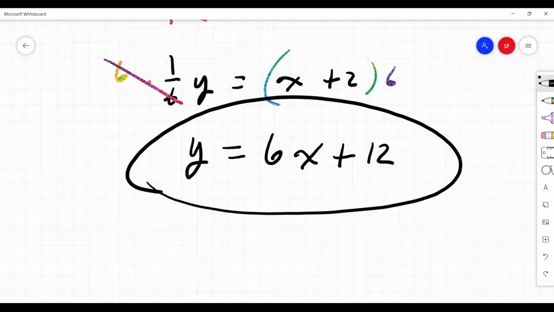I know what to do when it's solved. Except we should probably convert this to proper notation, right? 12 or plus 2? 12. Oh, right. The 6 has got to be multiplied on everything.